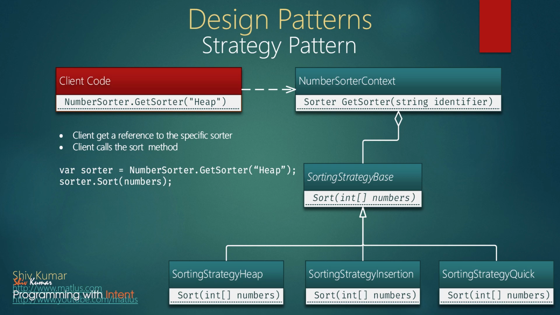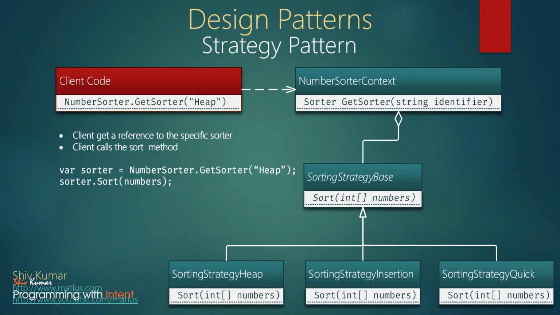And if you look at the methods, you'll see that the client code knows of the number sorter, and it says, hey, number sorter, get me a sorter. And the client code is then providing some sort of an identification to the number sorter, so the number sorter can decide, well, based on this identification, I will give you one of my three strategies, right? And so it returns a sorter.